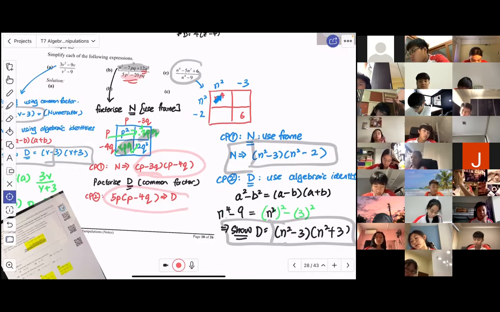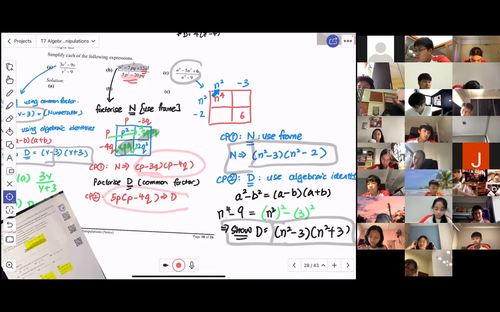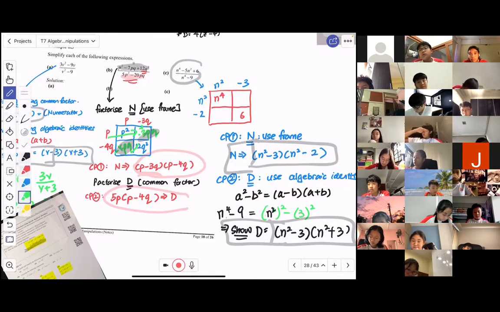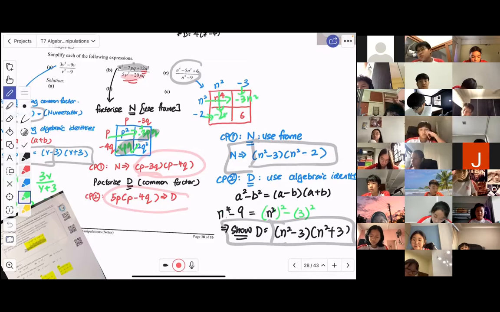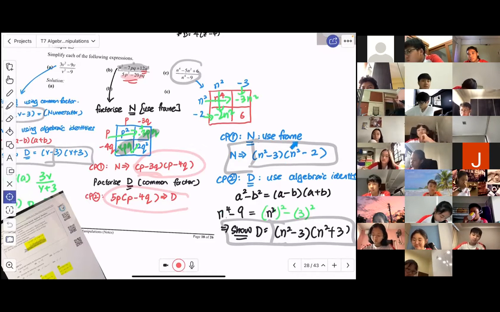Okay, this part is very challenging, really very difficult. So just follow us closely. You see n power 4, I took it as n squared. So I'm still using the frame method. For the 6, I use minus 2, minus 3. So when you factorize it, Hamza, this will give you minus 3n squared, and this will give you minus 2n squared. Are you comfortable with this part that your numerator looks like that?